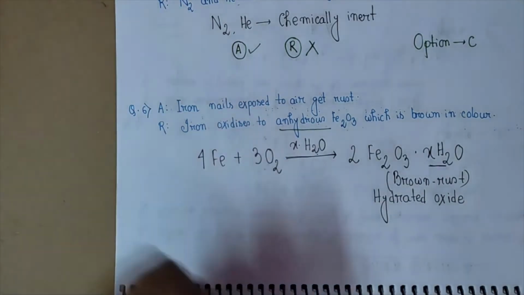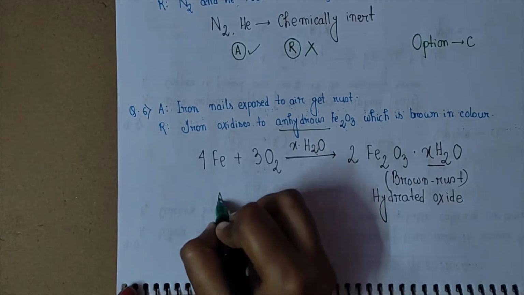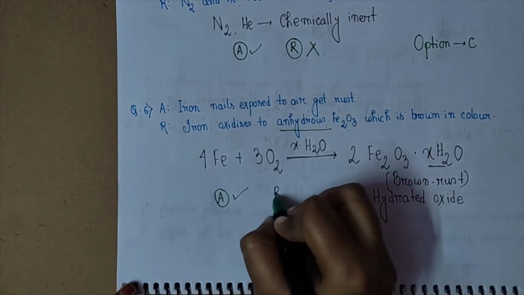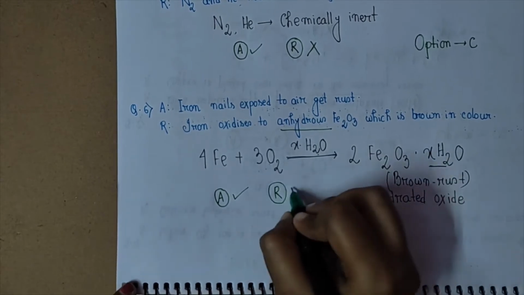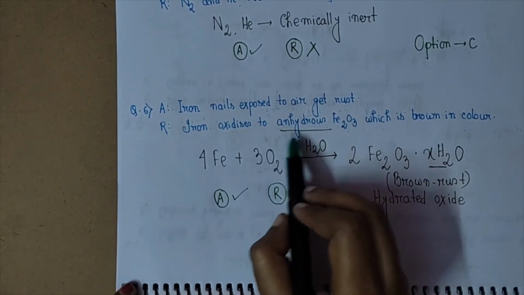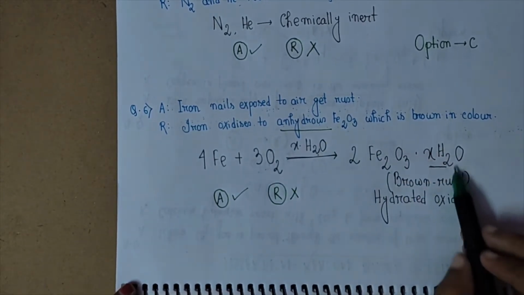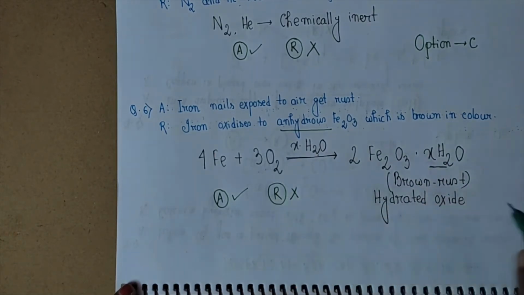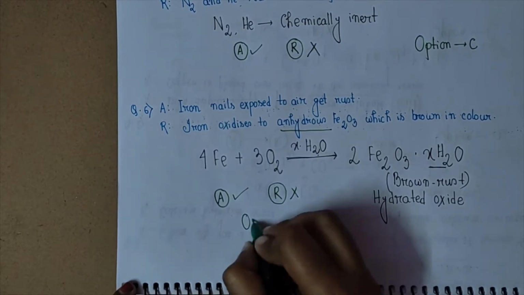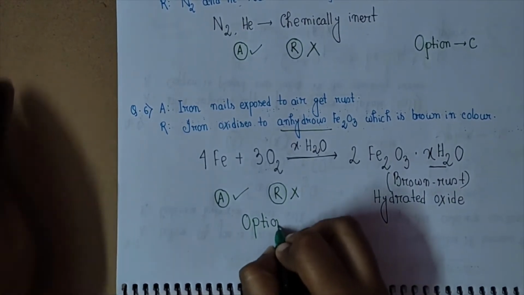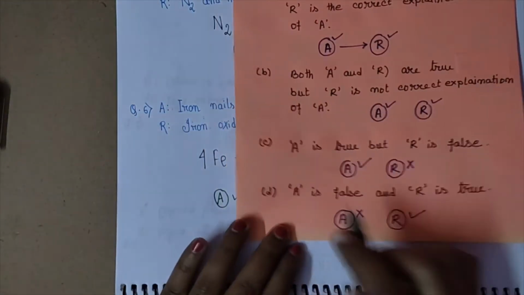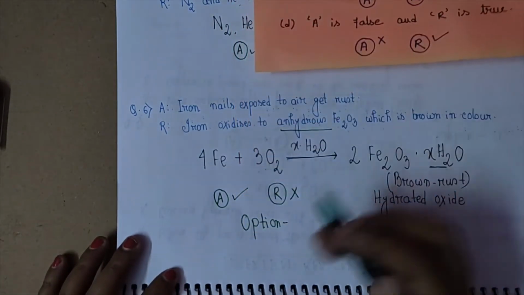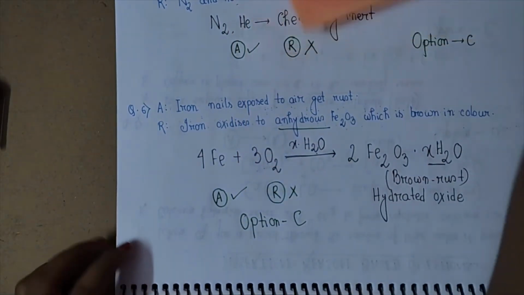So here we can see that the assertion is correct, but the reason is false, because rusting forms hydrated iron oxide and not anhydrous iron oxide. So the reason here is false. Which option will we choose? Assertion is true but R is false. That means we will choose option number C.